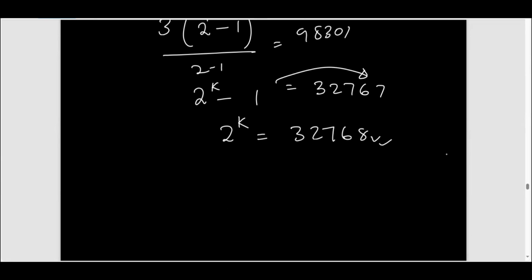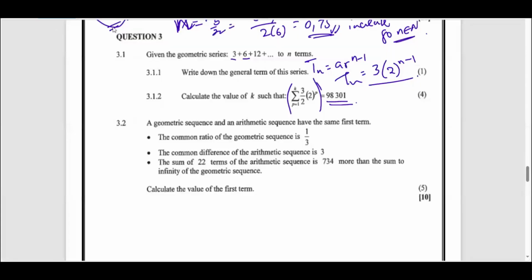Then all I need to do, I can use log, or I can express this in exponential form with a base of 2. So 32,768, I'll press equal, then shift, and then the factorization button. So 2 to the k is equal to 2 to the 15, which means k is 15. That is how we would have obtained that.